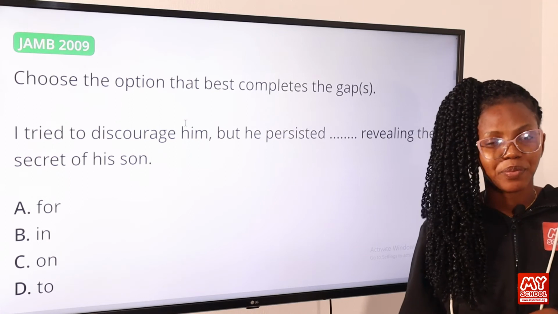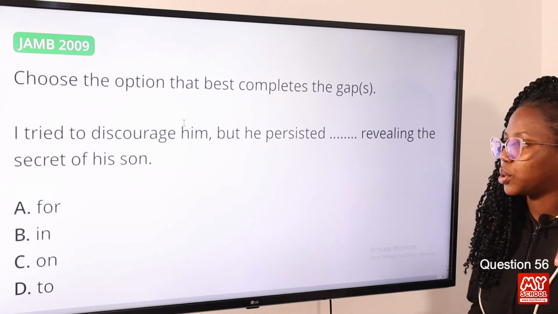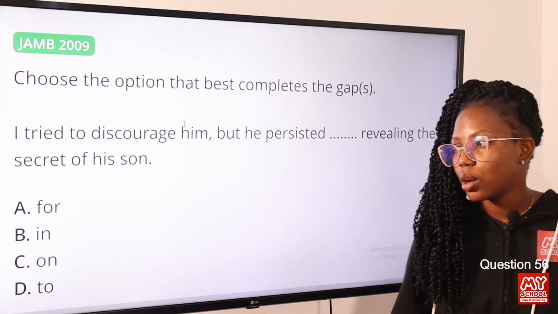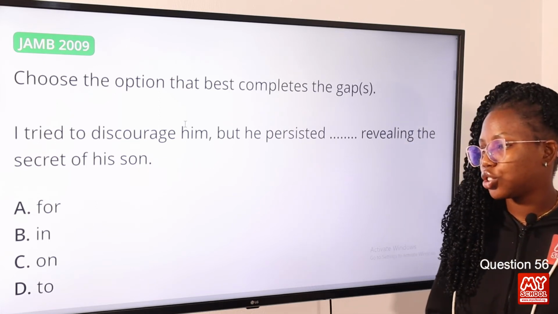Now moving on to question 56. I tried to discourage him, but he persisted dash revealing the secret of his son. Option A, to. Option B, in. Option C, on. Option D, 2.